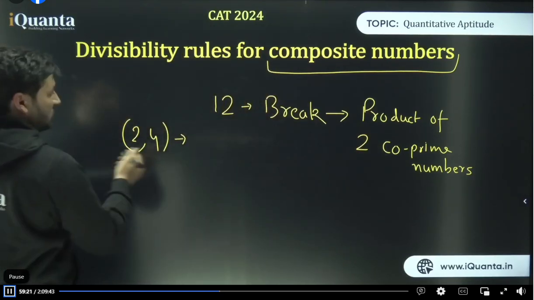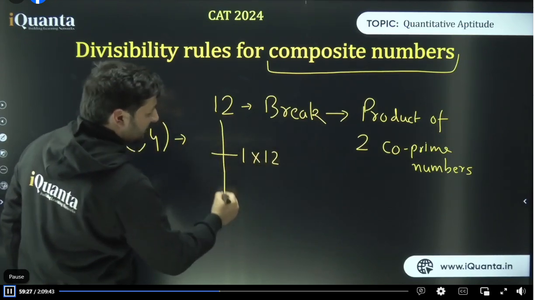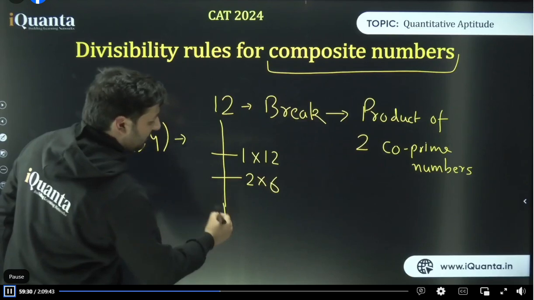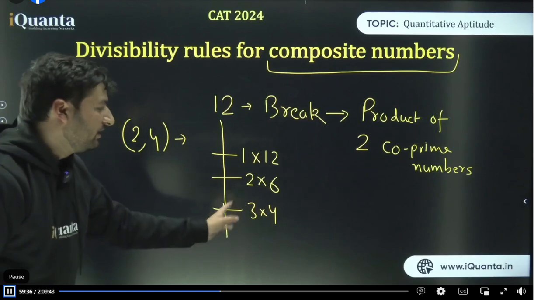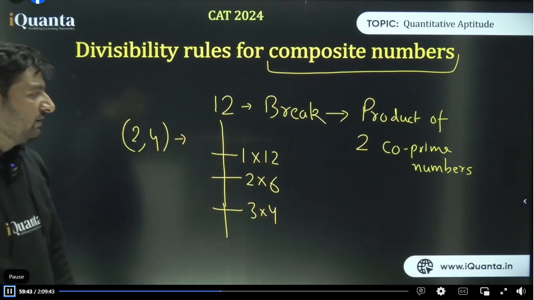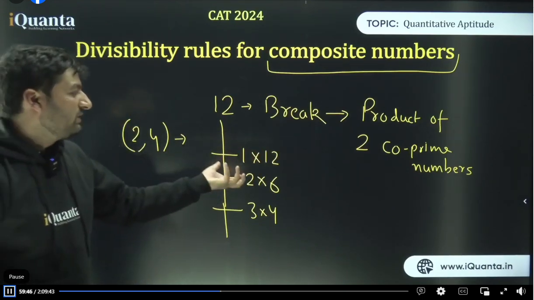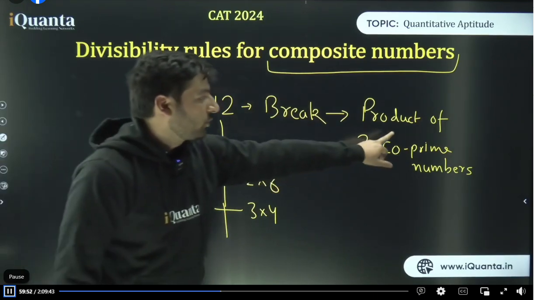Okay, so 12 can be written as 1 into 12, can be written as 2 into 6, can be written as 3 into 4. Then further it can be written as 6 into 2, which I have already written. Then again can be written as 12 into 1, which I have already written. So basically there are three different pairs, okay? There are 3 different ways in which I can break 12 into product of 2 numbers. But which one will we accept? The product of 2 coprimes.